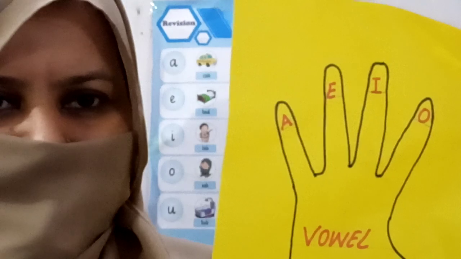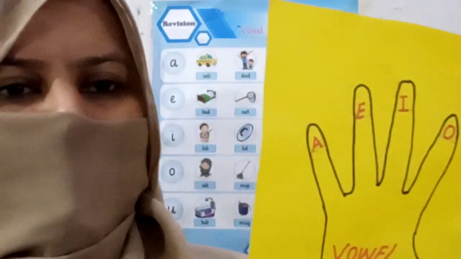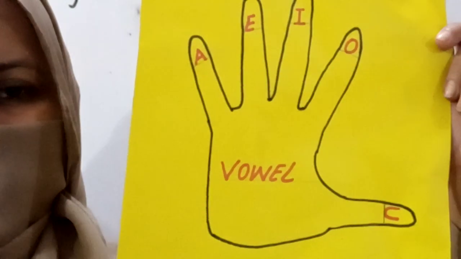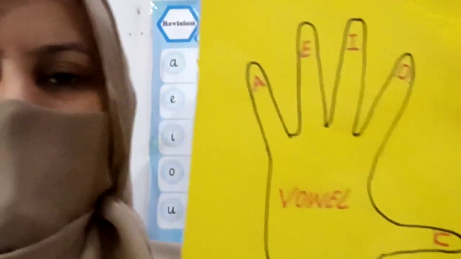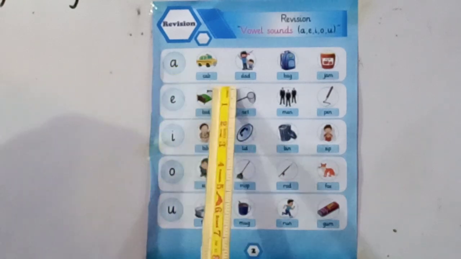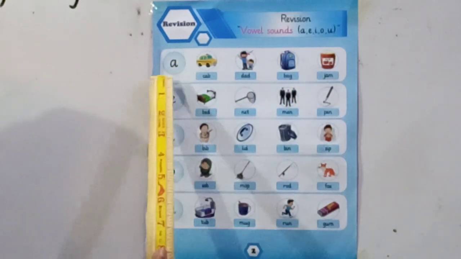I have a vowel hand. A, E, I, O, U. It's clear? Now start reading. We make a word with alphabet A.